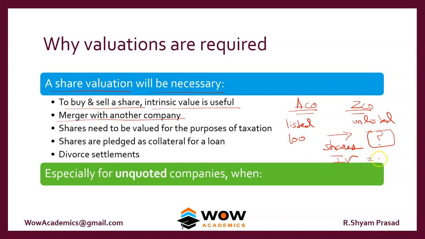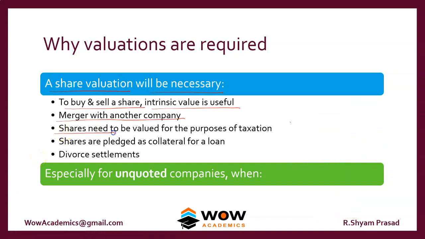So if the intrinsic value of ZCA is 50 and the intrinsic value of your company is 100, you try to buy ZCA's shares in a kind of ratio. If the valuation is 100 is to 50, then for every 2 shares of ZCA you give 1 share of your company ACCA. So even in times of merger, valuations are very useful.